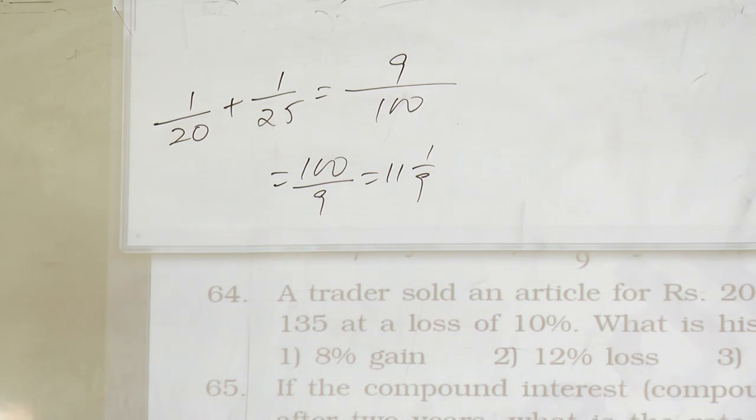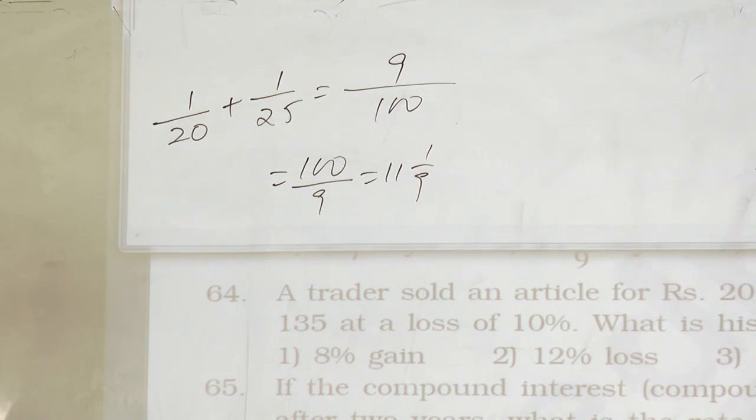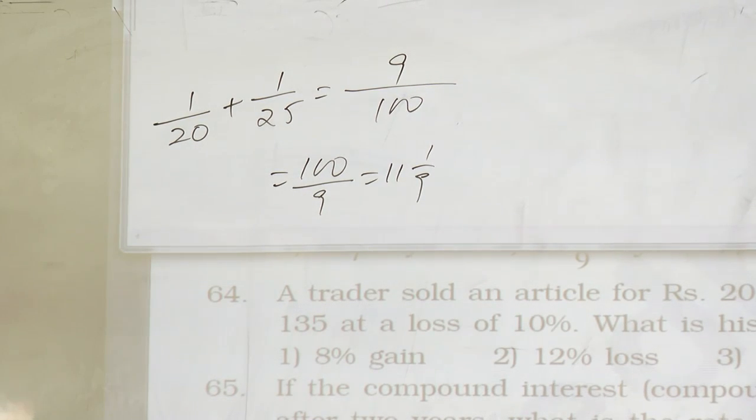A trader sold an article for 207 at a gain of 15%, and some other article for 135 at a loss of 10%. What is his total gain or loss approximately?